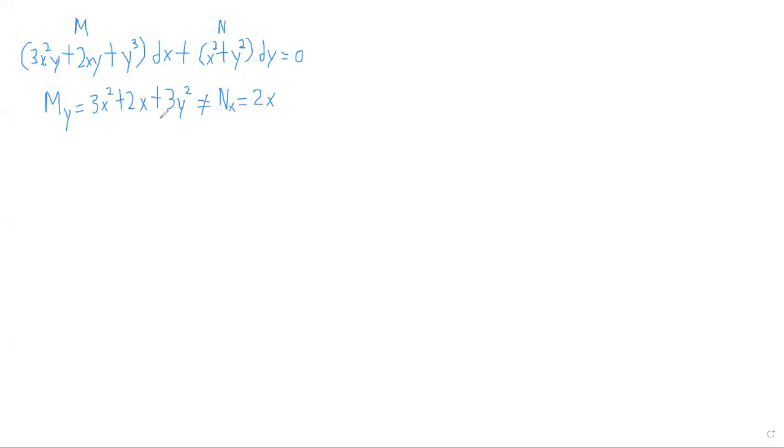What we do here is we use something called an integrating factor. You can do it either with respect to x or with respect to y. We're going to show you how to do it with respect to x first. So here is the formula for the integrating factor. We call it mu. d mu over dx is equal to M sub y minus N sub x over N, times mu.